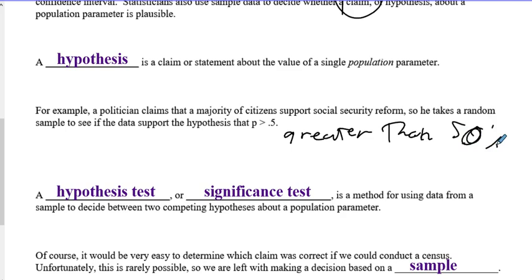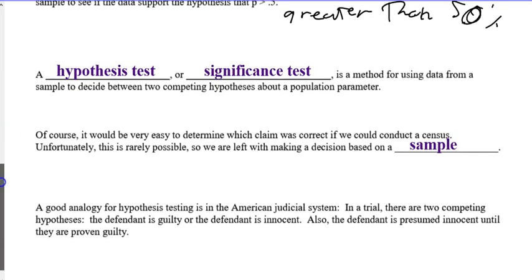Now, these two terms are the same, a hypothesis test or a significance test. It is a method for using data from a sample to decide between two competing hypotheses about whatever parameter we're talking about. So, of course, it would be very easy if we did a census. If we asked everyone in the country, always, but we have to take samples because a census is not realistic.